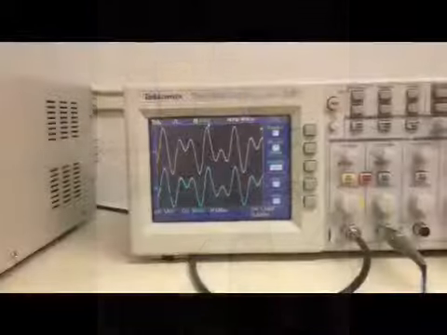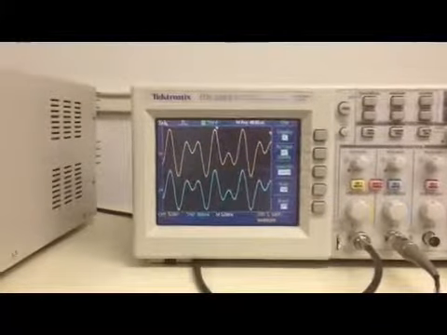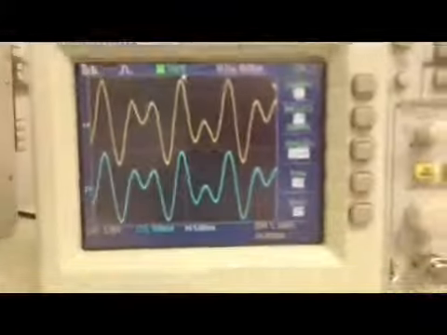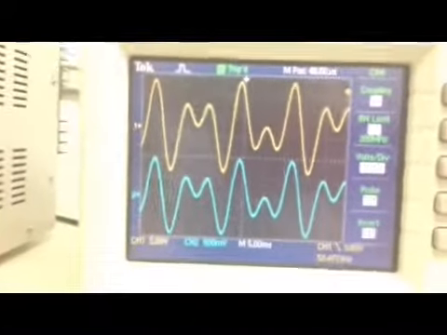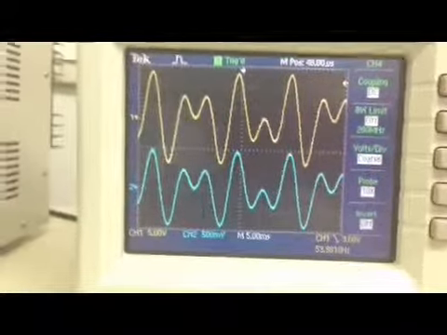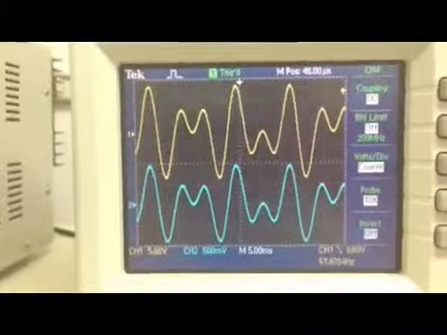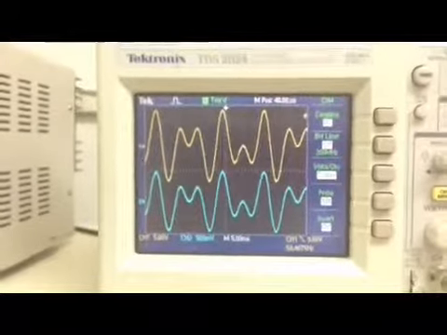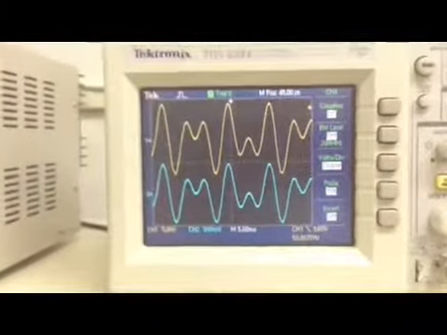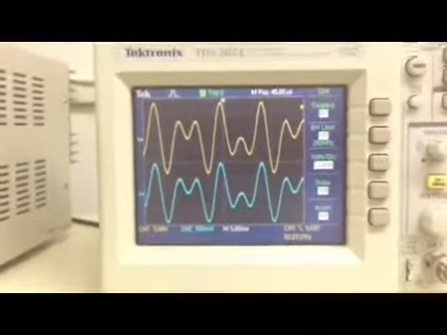This is looking at the localizer right here. What we're looking at right here is the localizer. We're seeing the input signal in the yellow and the outputted signal is in the blue. As you can see, the two signals line up pretty well. So we're seeing the signal come all the way in from the generator right here.